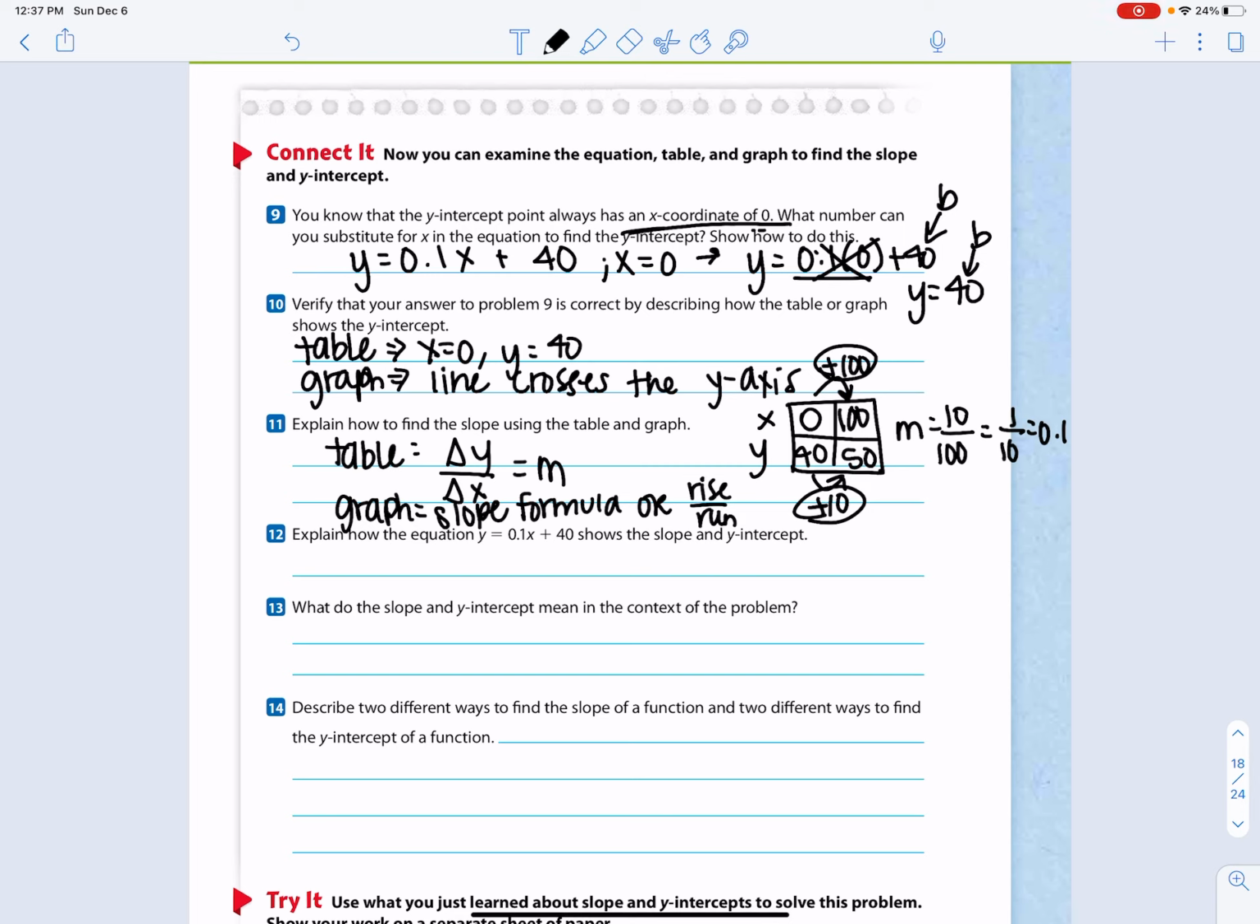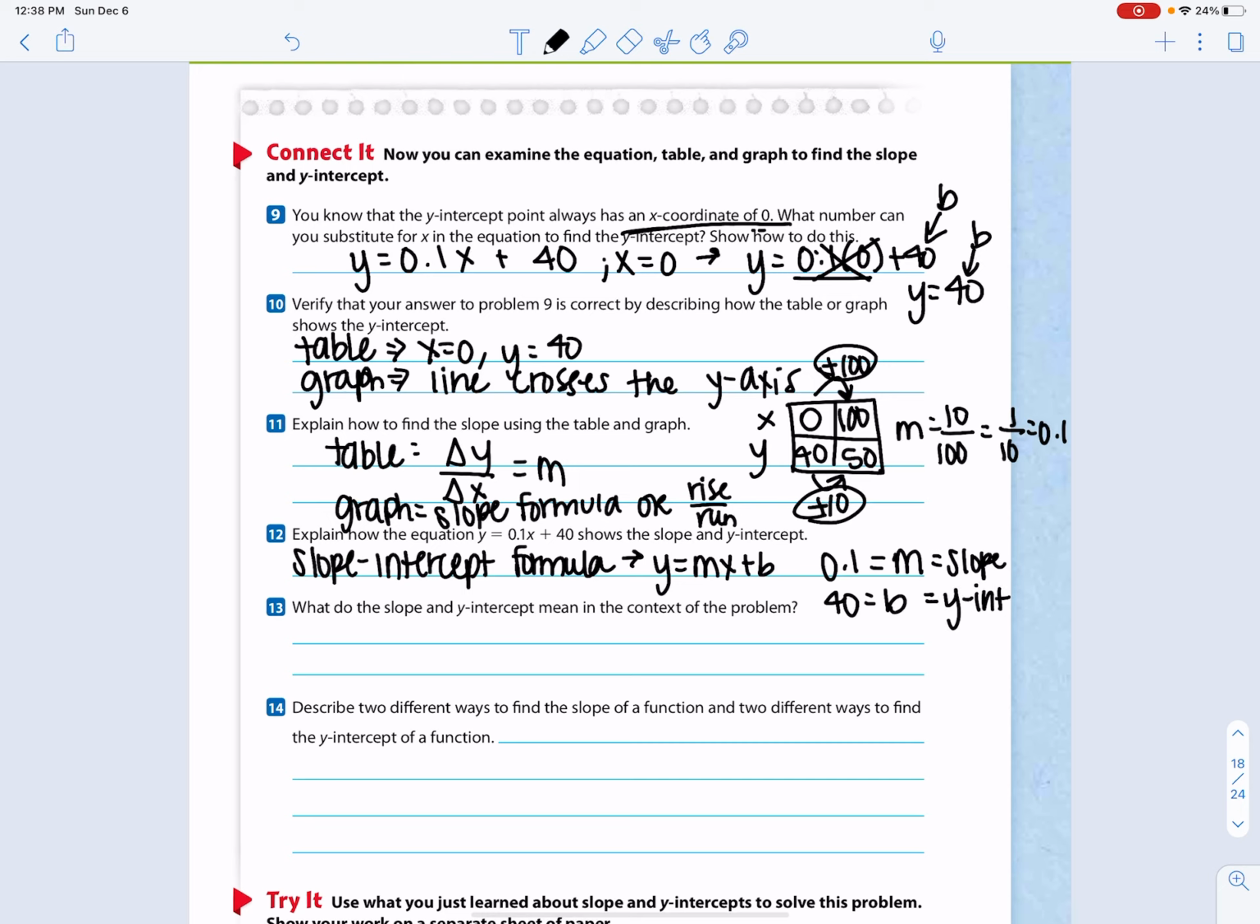Okay, so explain how the equation y equals 0.1x plus 40 shows the slope and y-intercept. Using the slope-intercept formula, which is y equals mx plus b, 0.1 is in the place of m, and 40 is in the place of b. So we know that m stands for our slope and b stands for our y-intercept.